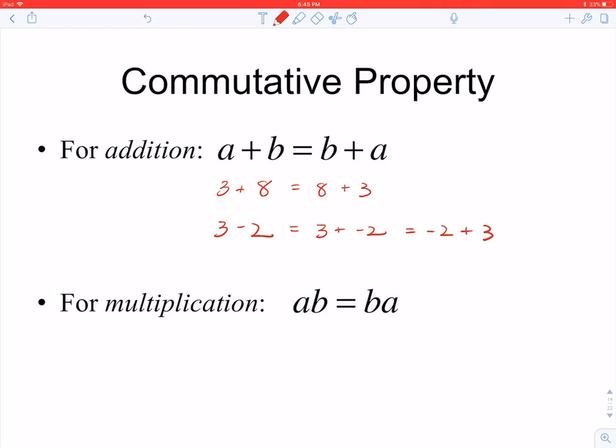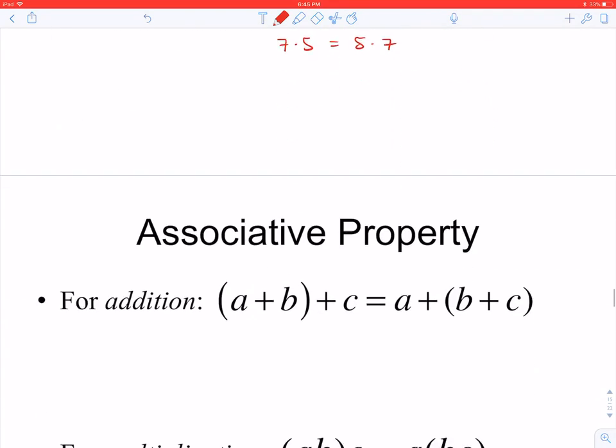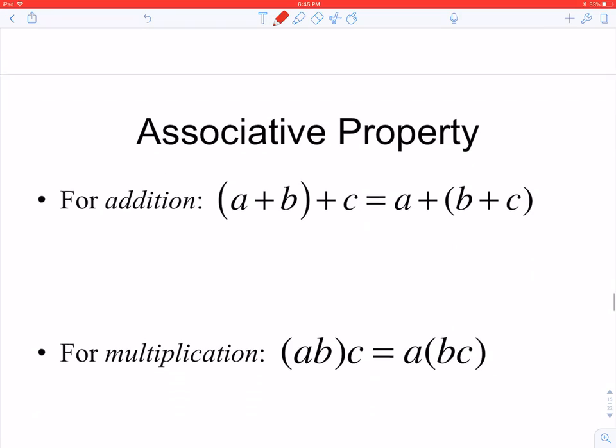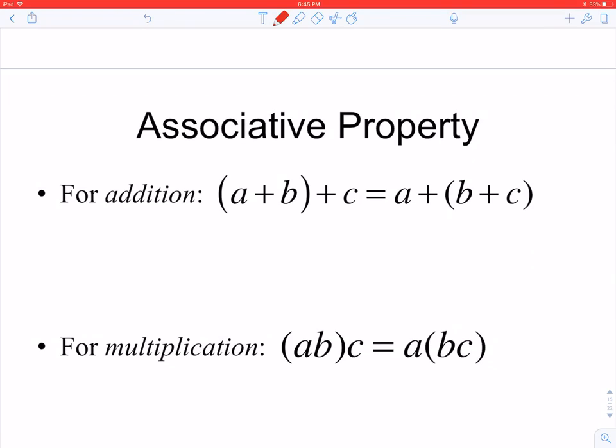And then multiplication, it's the factors that flip-flop. So a times b is equal to b times a. So like 7 times 5 is equal to 5 times 7. Now, students tend to mix up the commutative and associative properties. And I'll explain the way that I kind of keep them straight in a second.